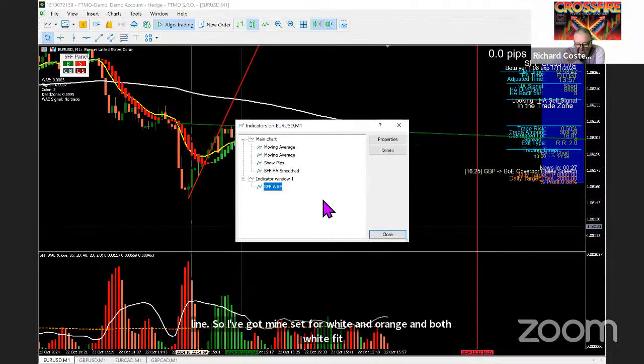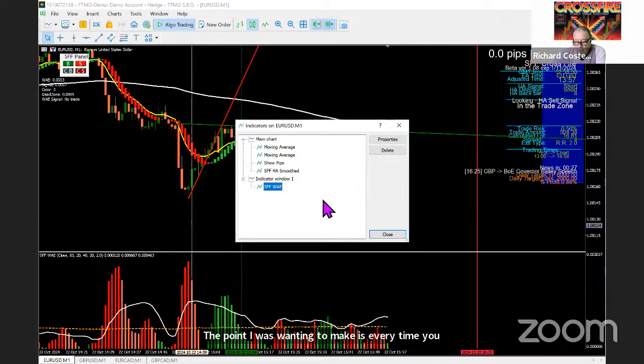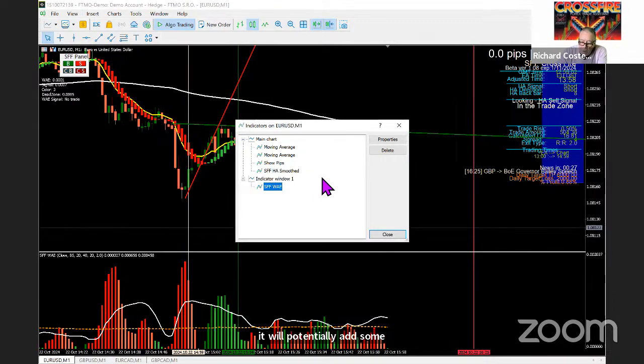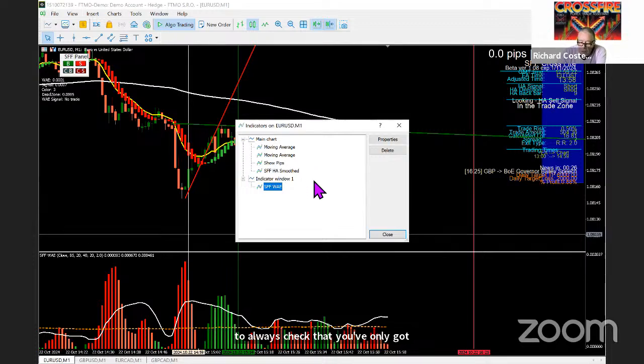The point I was wanting to make is every time you load your trading assistant onto the MT5, it will potentially add some additional indicators, and you might end up with 2 or 3 smooth Heiken-Ashis, and they'll probably all be the same value, and therefore you'll only see one of them on your screen. But the fact that you've got more than one does actually slow down your computer. So it's good practice to always check that you've only got the settings on your screen that you actually want.